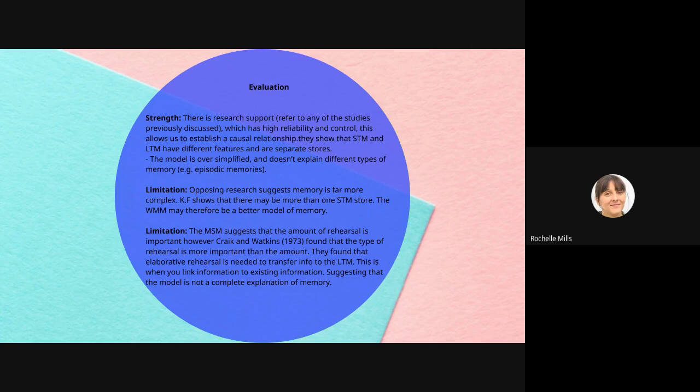Another limitation, the multistore model of memory suggests that the amount of rehearsal is important. So the more we rehearse something, the more likely it is to go into our long-term memory. However, this study here by Craik and Watkins found that the type of rehearsal is more important than the amount. So it's not that maintenance rehearsal that is important, it's the elaborative rehearsal.